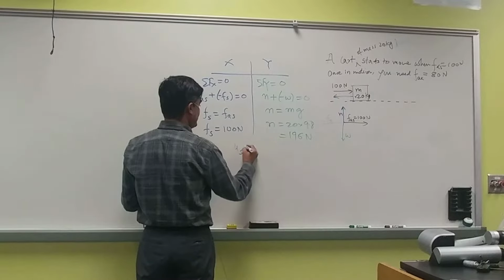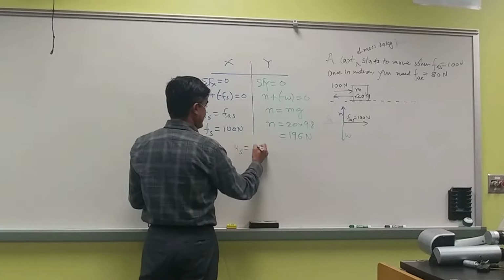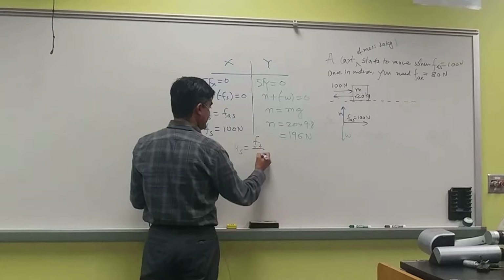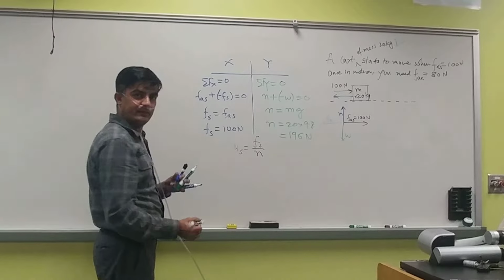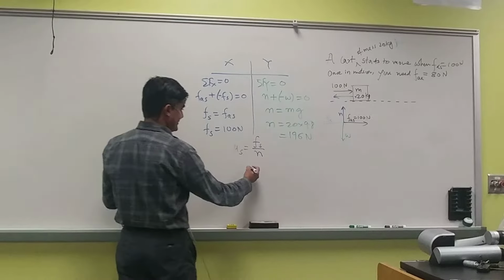Mu S, what's the formula for mu S? Go back there. It's F of S divided by N. Right? So what is this?